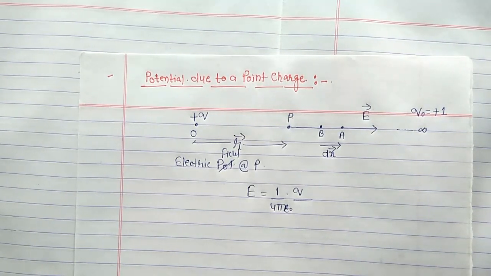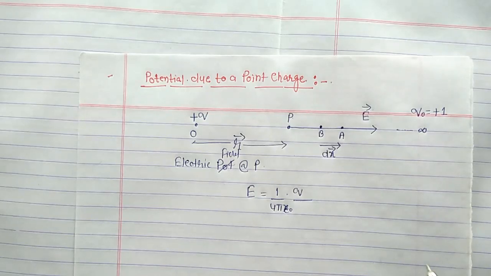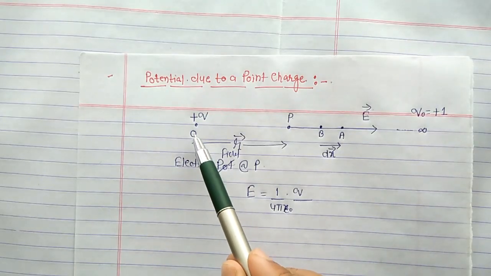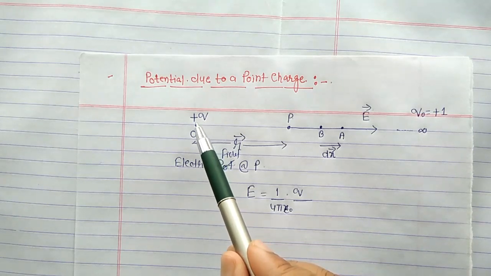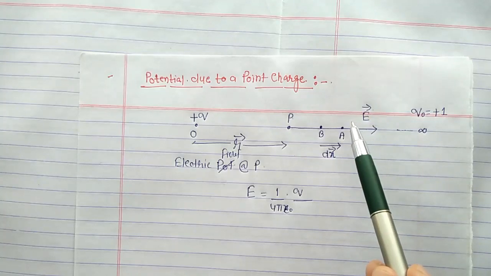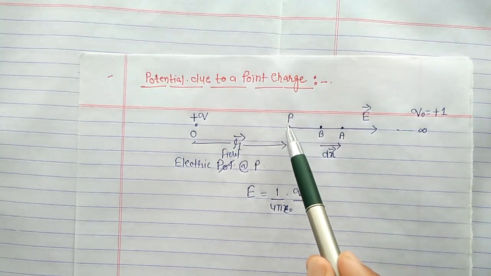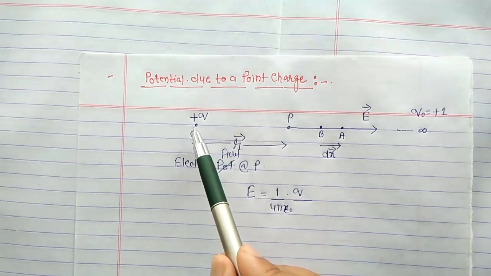So the first topic which we are going to discuss today is potential due to a point charge, the expression for potential due to a point charge. Let's consider that at origin O there is a source charge plus Q, and due to this source charge Q there will be an electric field, and the direction of this electric field will be radially outward. We have to find the electric potential at P, which is r distance away from this source charge.